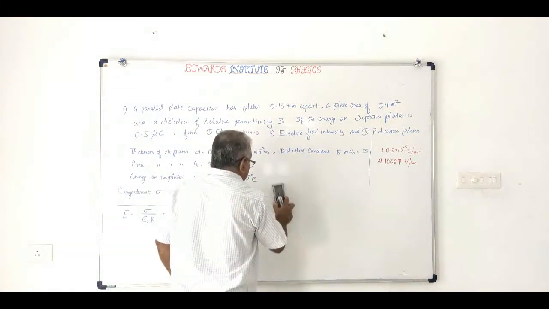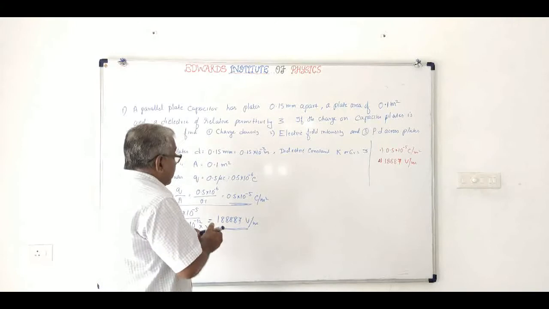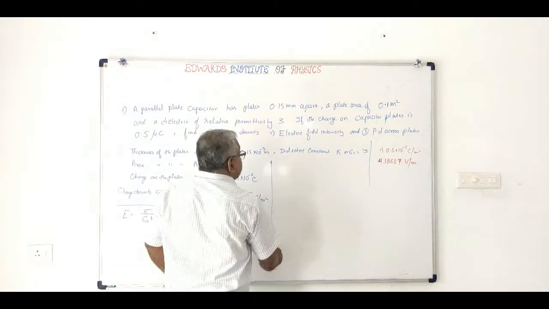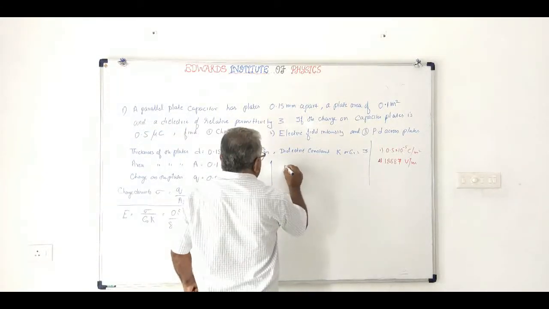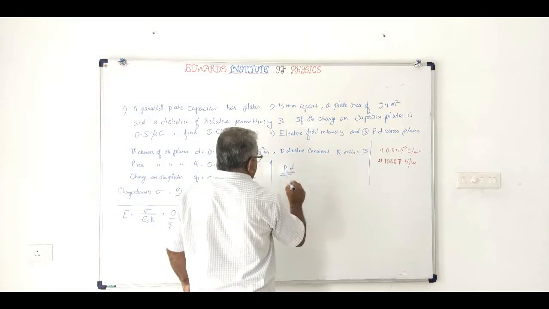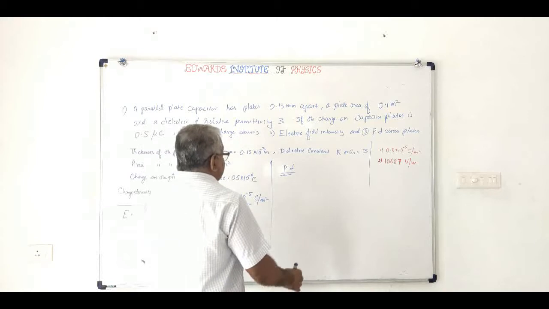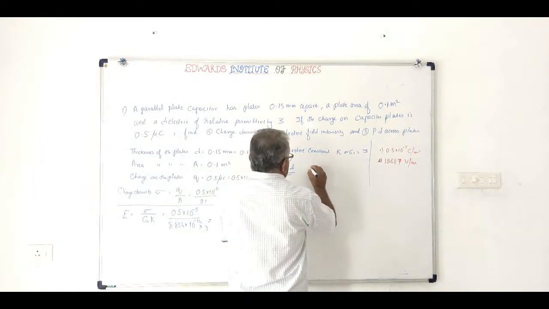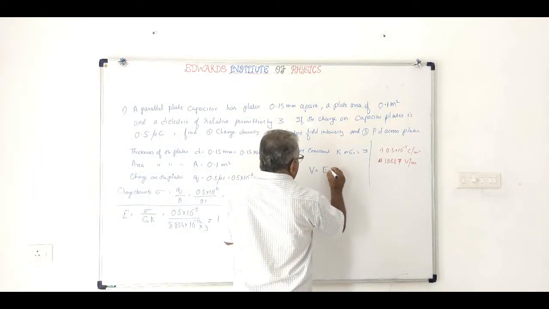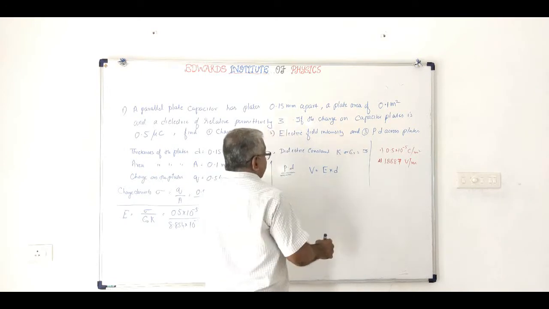Now, let us see what is the third question. Third question is potential difference. How you will find the potential difference? Potential difference E into D. V is equal to E into D.